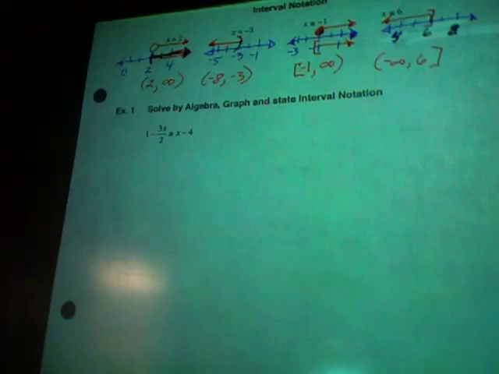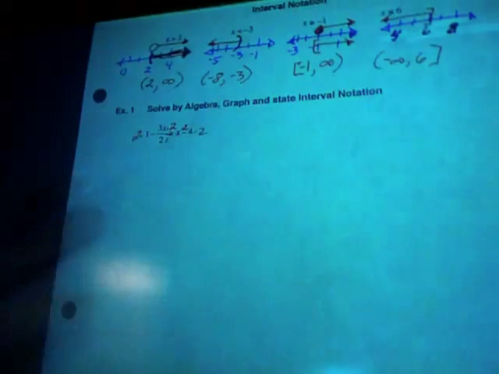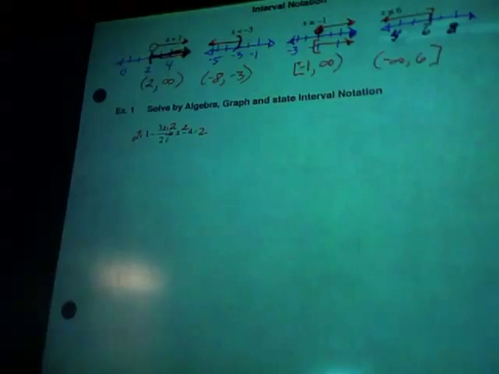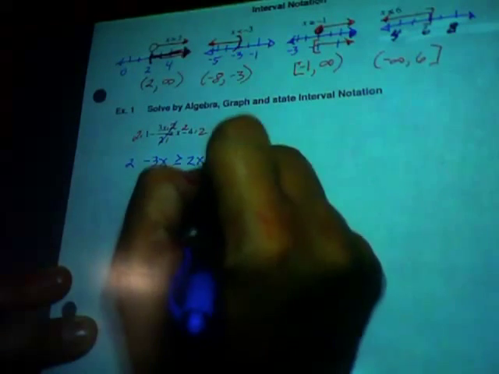What's the denominator of that fraction? 2. So multiply every single term here by 2, including the x and including the -4. So you've got 4 things there you're multiplying by 2. So I get 2, my 2's cancel, minus 3x, greater than or equal to 2x minus 8.